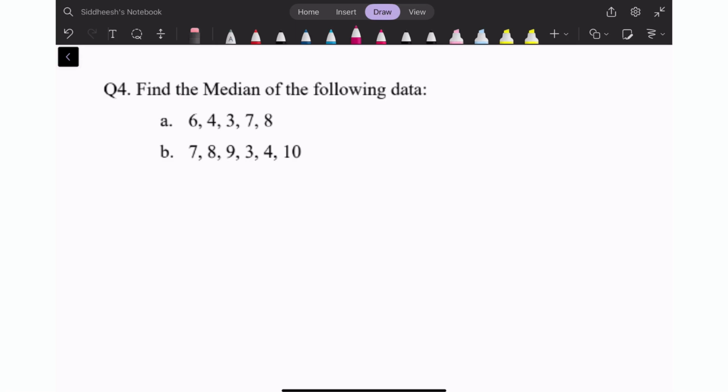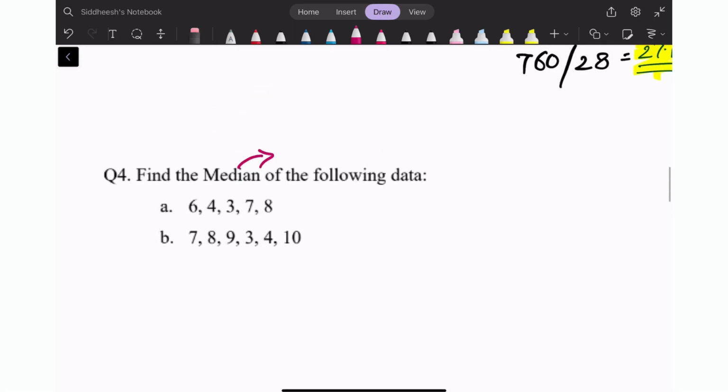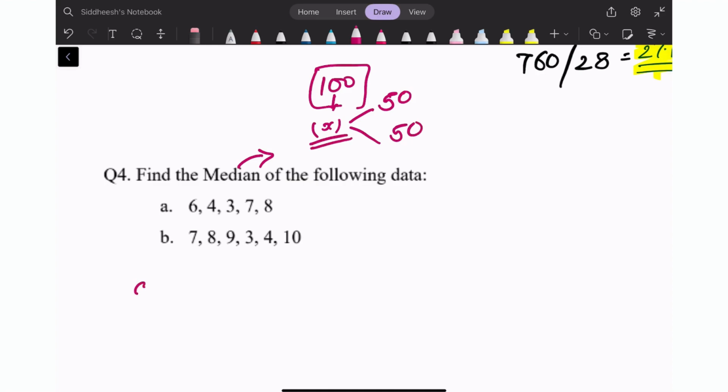So what is median? A number that can divide your observations into two equal parts. Suppose I am having 100 observations, so I need to find a number, suppose x, that can divide these 100 individuals into two equal parts. So I need to find this value. This is known as the median. Now let's solve the first one, that is 6, 4, 3, 7, 8.